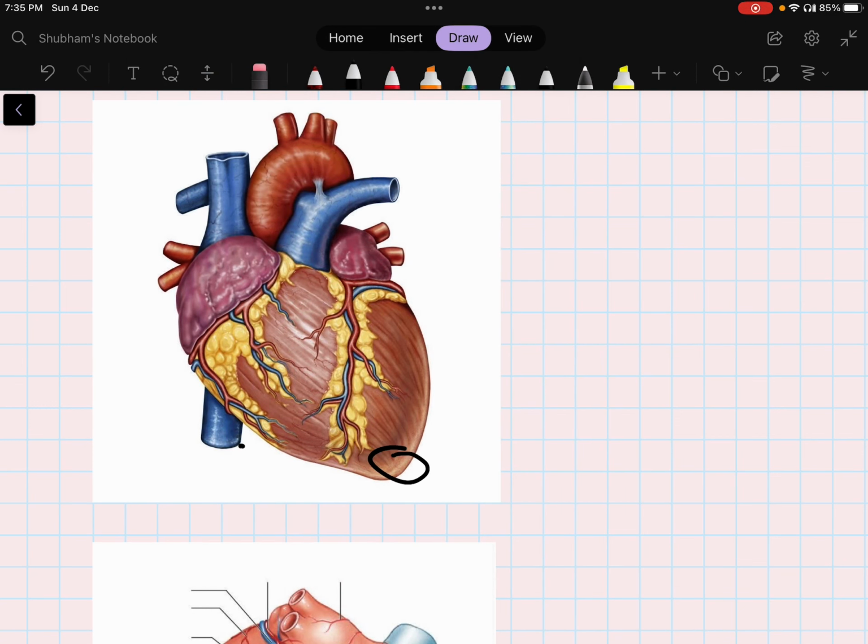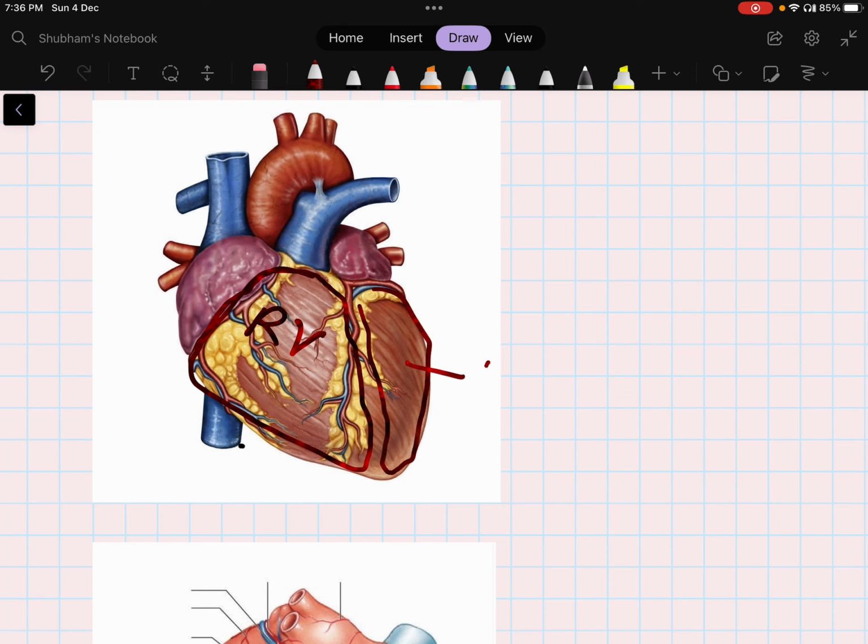This is the apex of the heart, and this is the base of the heart, and this is the anterior part, right? So you are actually looking at the front of the chest. This is the anterior view of the heart. So what do we have in the anterior view of the heart? A larger chunk is made by the right ventricle. A smaller chunk is made by the left ventricle, right? And what is present in between both of them?